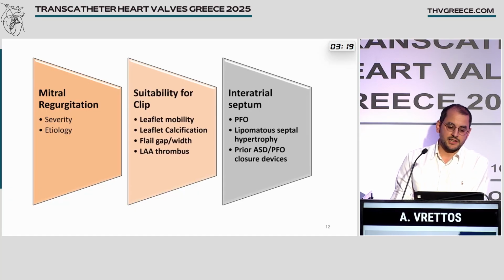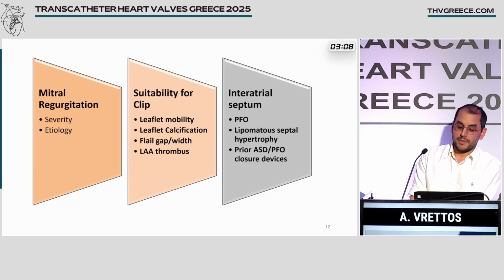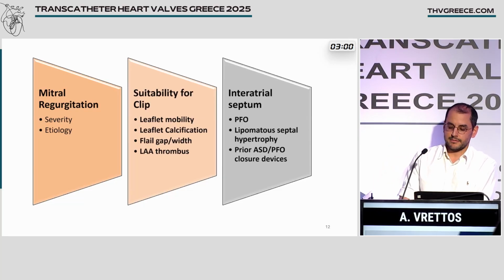When I assess a patient for possible edge-to-edge repair, I look at the mitral regurgitation, its severity and what the etiology is, and then I examine the leaflet mobility, the leaflet calcification, measure the flail gap and the flail width, and look for any left atrial appendage thrombus. And then I assess the interatrial septum, looking for any abnormalities there, any PFOs, any other devices, prior ASD or PFO closure devices that could increase the complexity of the procedure.